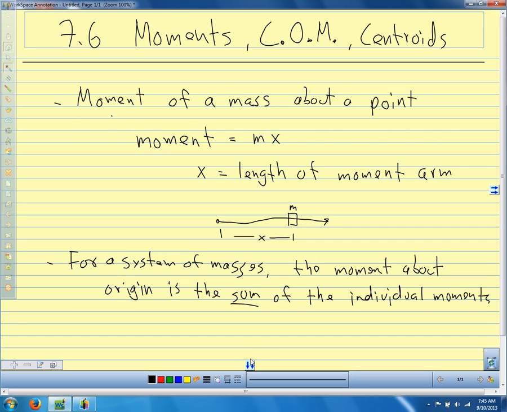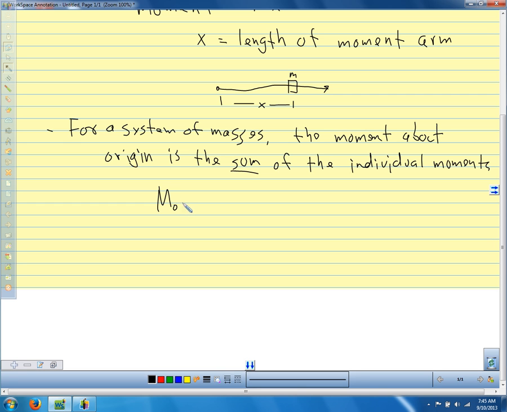So we just add up our moments. M sub 0, about the origin, is m1 x1 plus m2 x2 plus dot dot dot plus however many we have, m sub n x sub n. And these are masses that are located at these particular points. So we're looking at this like a balance beam, and we're placing masses on either side of the origin, and the moment talks about how the masses are distributed.